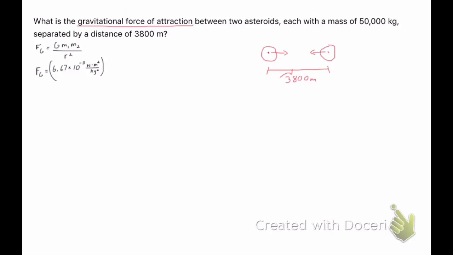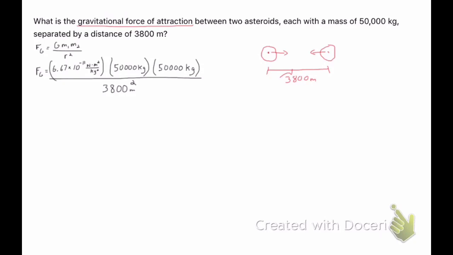Okay, and we can see that the G is multiplied by 50,000 kilograms, and then another 50,000 kilograms. Those two 50,000s represent mass 1 and mass 2, the two masses of the asteroid. That whole thing is divided now by the distance. The radius between them is 3,800 meters, and that is squared.